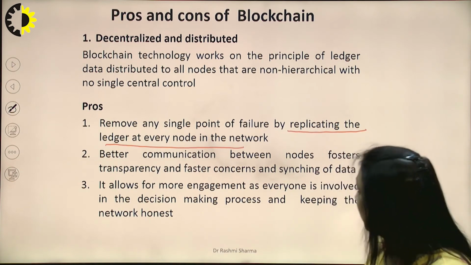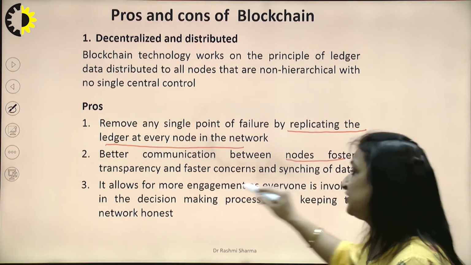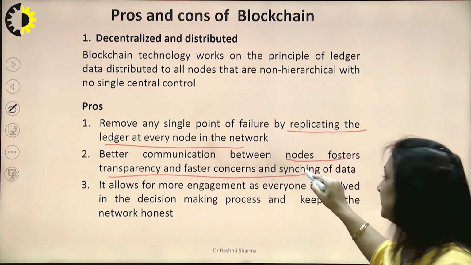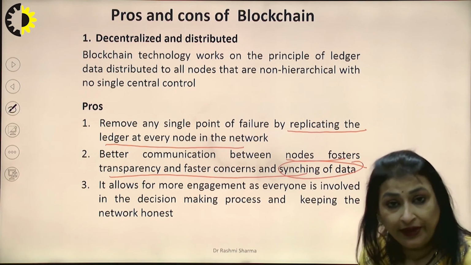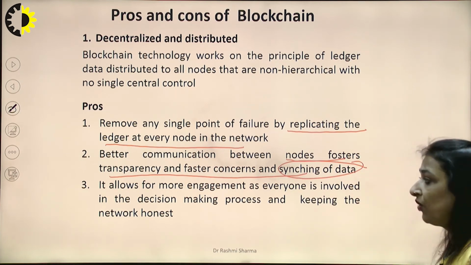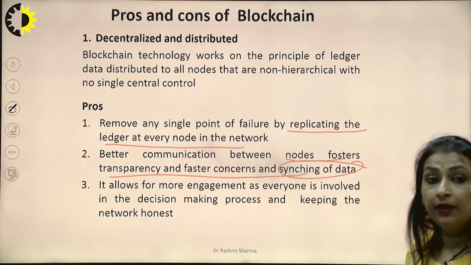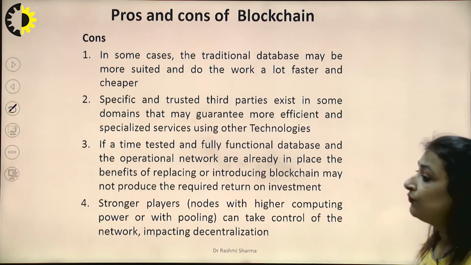There is better communication between the nodes, which fosters transparency and faster consensus, and we have syncing of that data. So it allows more engagement, as everyone is involved in the decision making process and keeping the network honest. So what are the drawbacks?